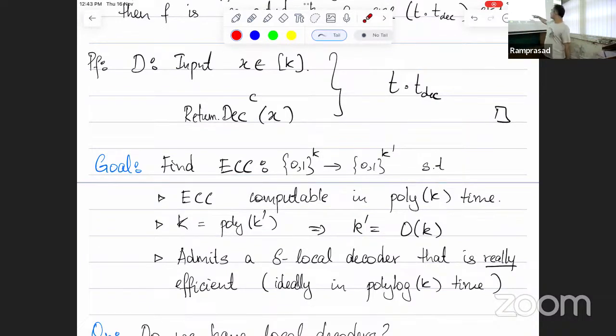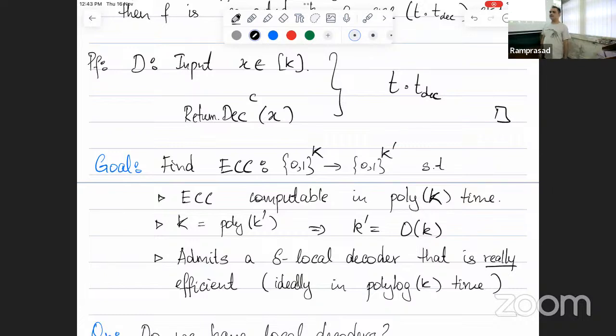Sorry, polylog capital K, which is like poly in small k. So here, right now, all of this is small k, right? No. These are capital Ks. Because the error correcting code is encoding a truth table of a function on small k bits to some other string. Yeah. So the truth table of a function on small k bits is a string of length capital K. Okay, and ECG computable in poly, that is poly in capital K. This is poly in capital K because I need to output the entire truth table.